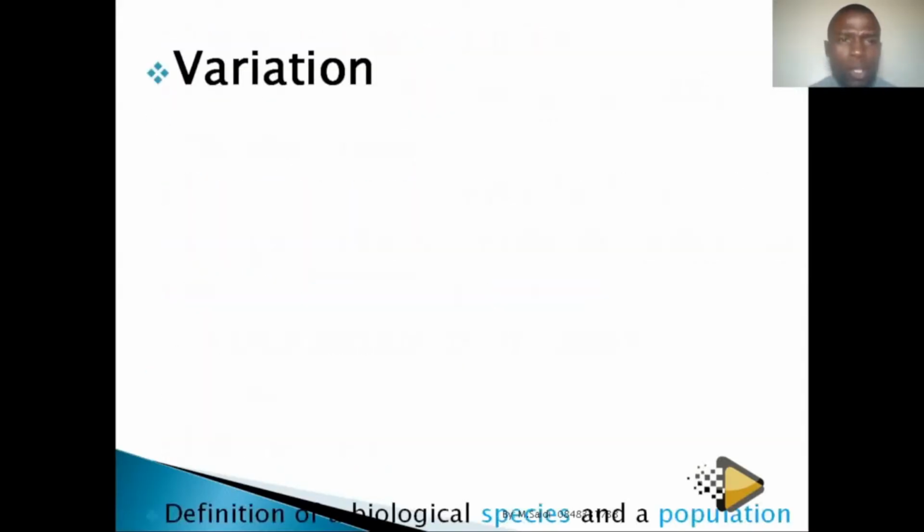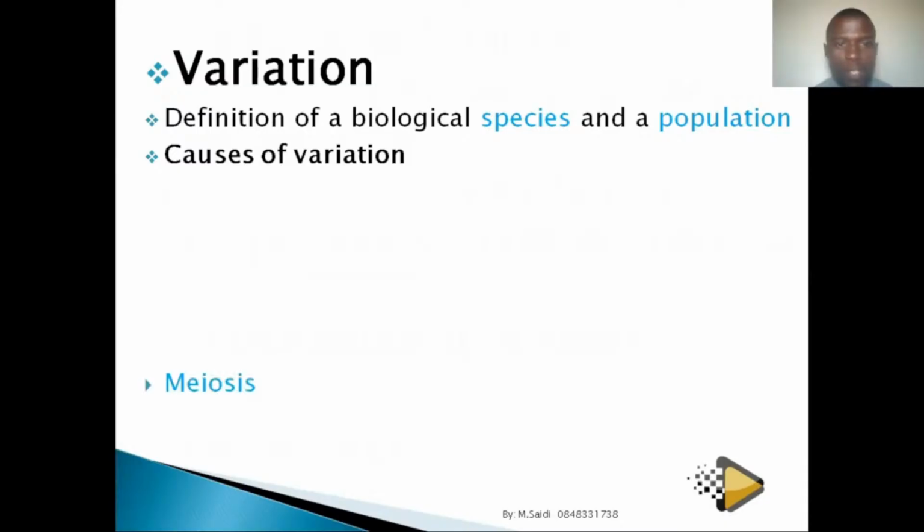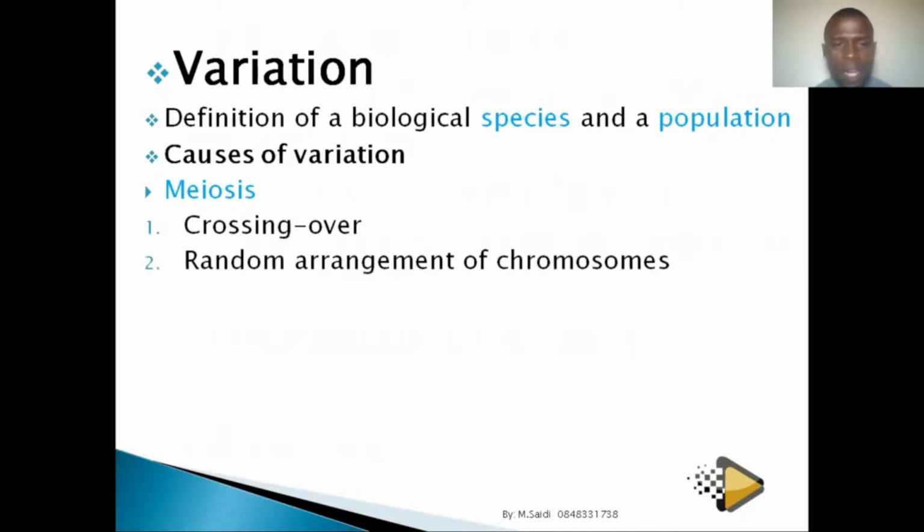So we are going to also look at variation, basically how, in this case, we are going to look at the species and the population. Specifically, what is the species, what is the population, all that we are going to look at, and then the causes of variation. Among the causes we are going to look at meiosis. Meiosis is divided into two, that is crossing over, and then random arrangement of chromosomes. You're going to look at them and explain them in detail.